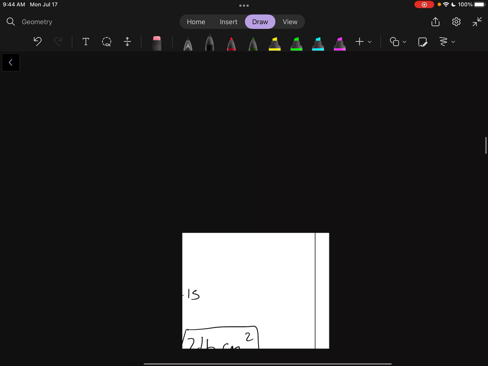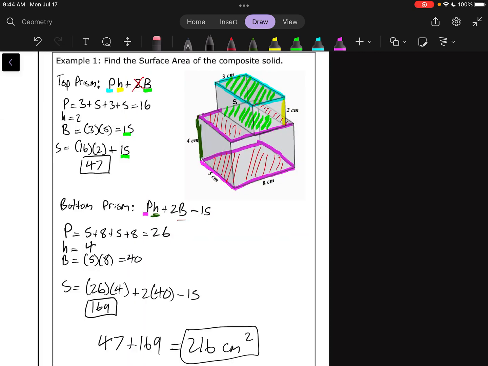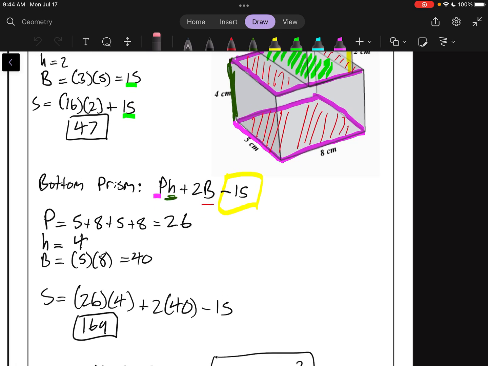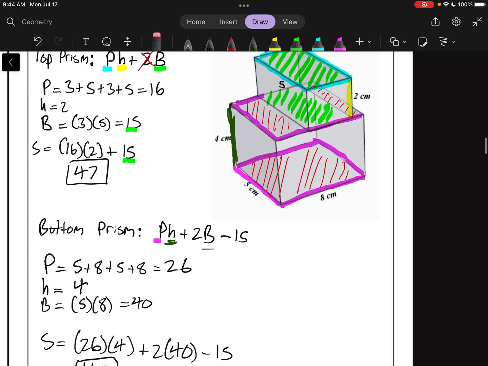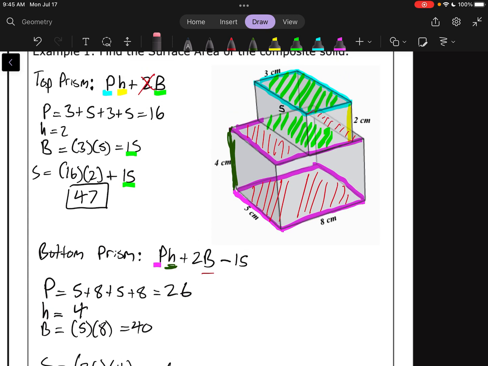All right, that one's kind of tricky. Hopefully that made sense. I bet if something didn't, it was this 15 part right there. That part was pretty tricky. I'll try to explain it one more time. Just remember that that 15 came from the fact that the top prism was sitting on the bottom one and was covering up a portion of the bottom one. And so we had to remove that from the total surface area formula for the bottom one because that part of it was not exposed. And the area of that region was 3 times 5 is 15. That's why we had to subtract it from the bottom one.